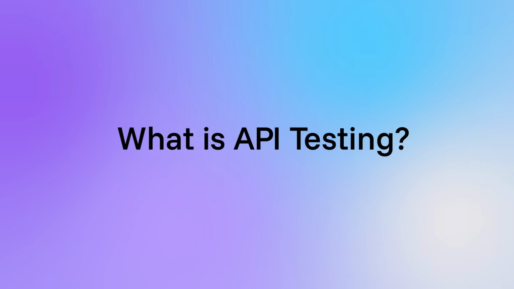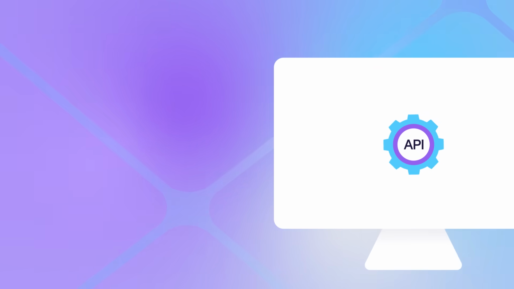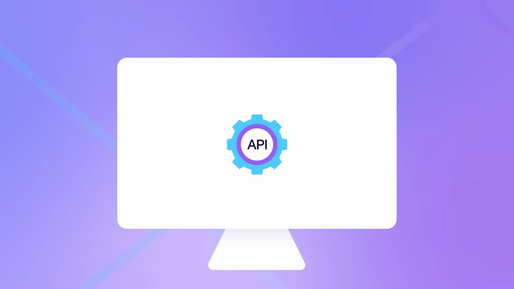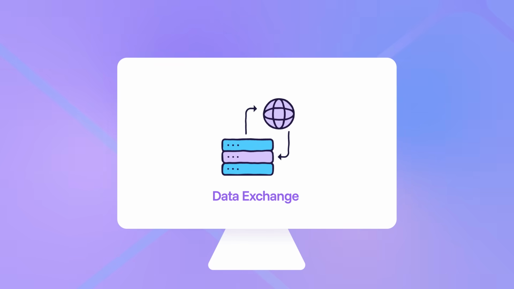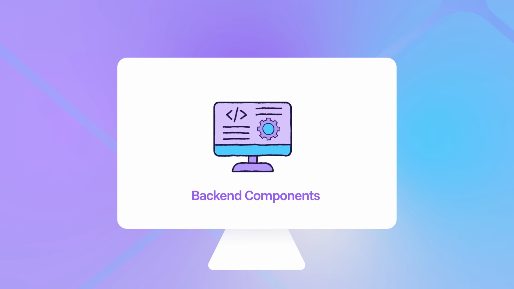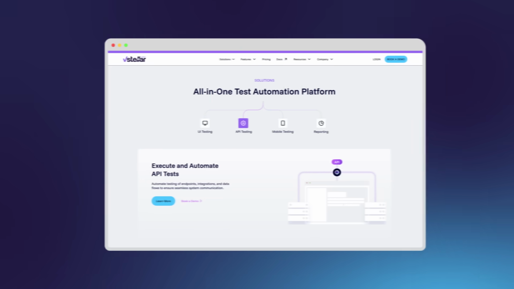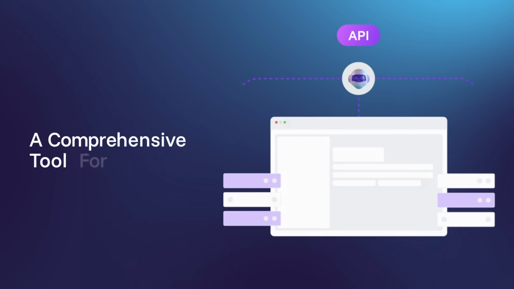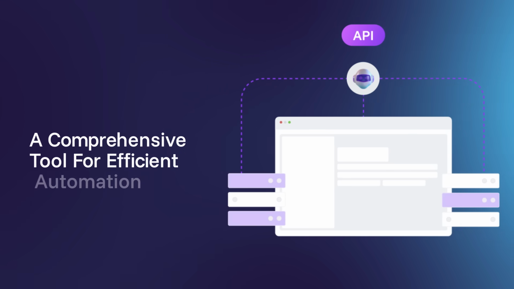What is API testing? API testing involves verifying that application programming interfaces meet their expected behavior, performance, and security. It focuses on testing data exchange, functionality, reliability, and the logic of the software's backend components. Introducing vStellar's API testing feature, a comprehensive tool to automate your API testing process efficiently.